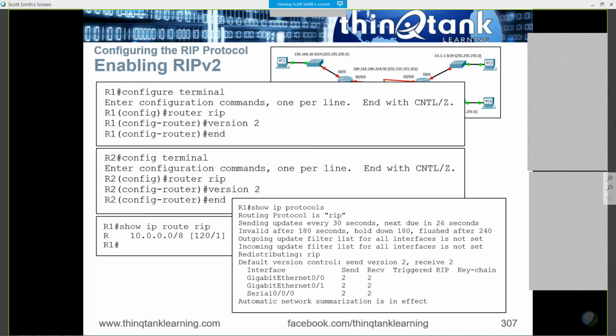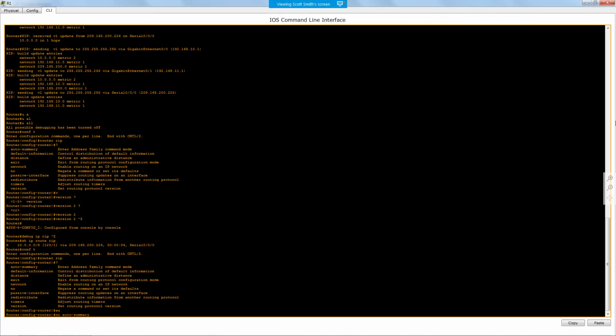Okay? So it's not that we're not getting the subnet information. If you were to actually do a debug now, I don't want you to, but if you were to do a debug now, you would actually see the subnet information, but it's being summarized to classful boundaries. So that is something that we have to turn off. We need to turn off that automatic summarization.